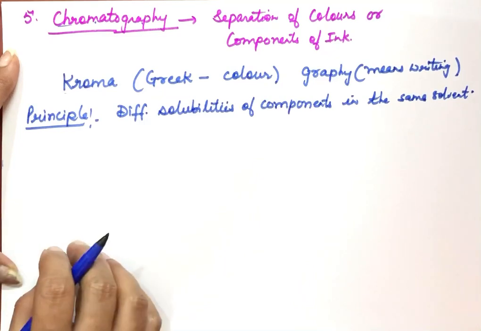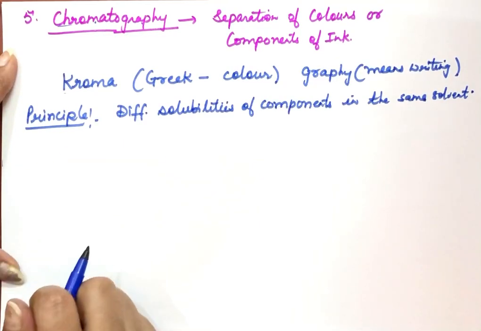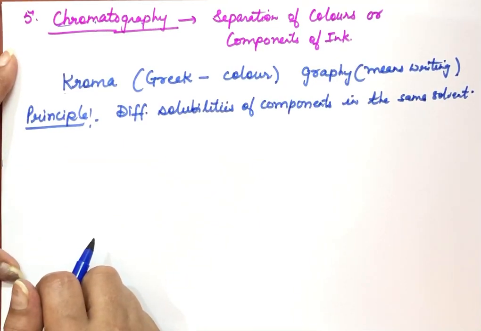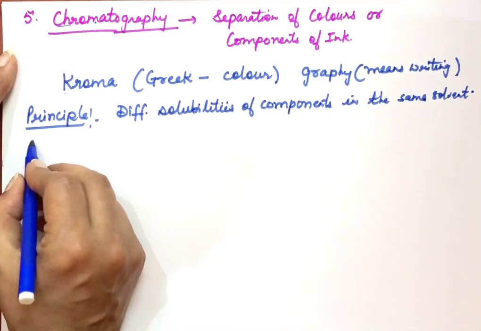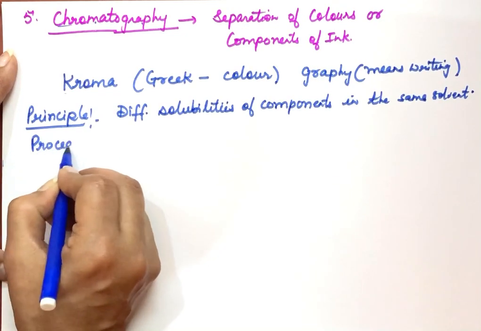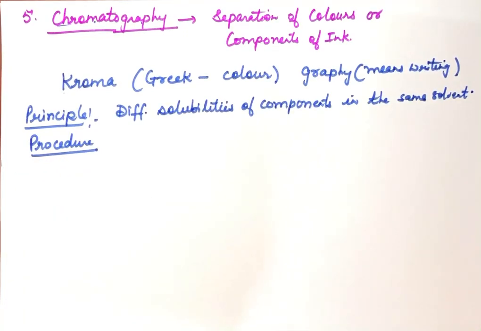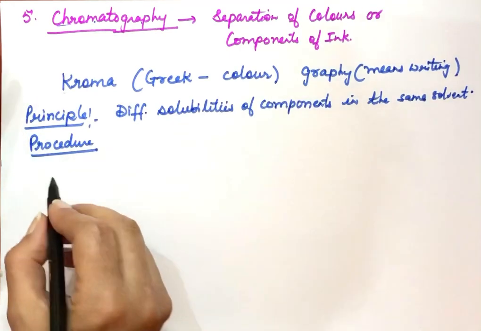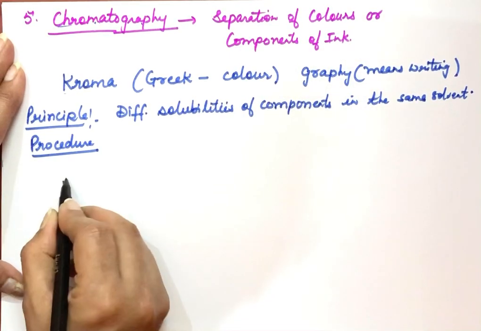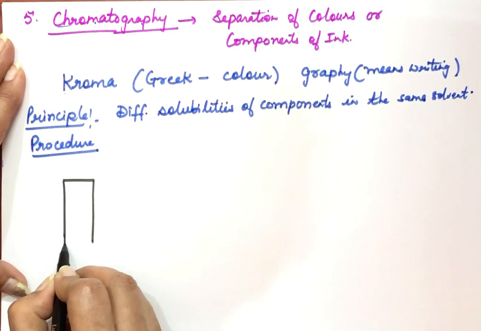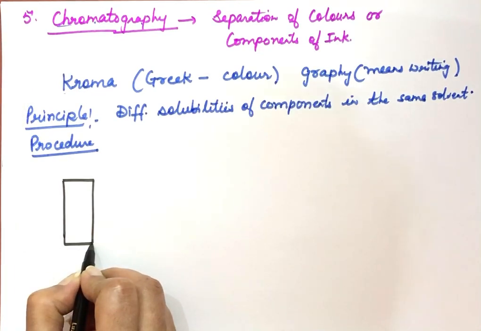Now, how we'll separate, we are taking black ink here. How can we separate the components of a black ink? The procedure for this method is, we'll take a thin strip of chromatographic paper here. It's just like a filter paper, only a special kind of paper that is called chromatographic paper.